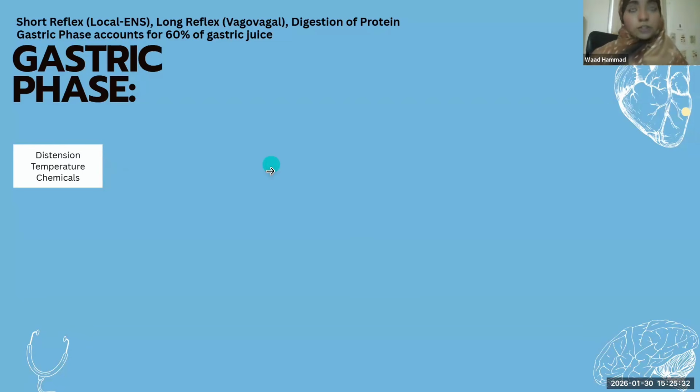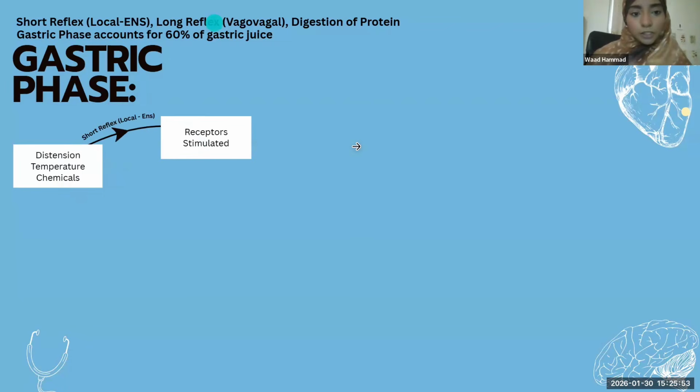Also temperature, whether your food is hot or cold, that's detected by receptors there. And then also the chemicals in our food is also detected by receptors in our stomach. We will then have a short reflex in our stomach. This is the short reflex pathway that I'm going to be explaining. Our receptors are stimulated because of any of these stimuli, right? So after these receptors are stimulated, it will then stimulate the submucosal or Meissner's plexus in our stomach.